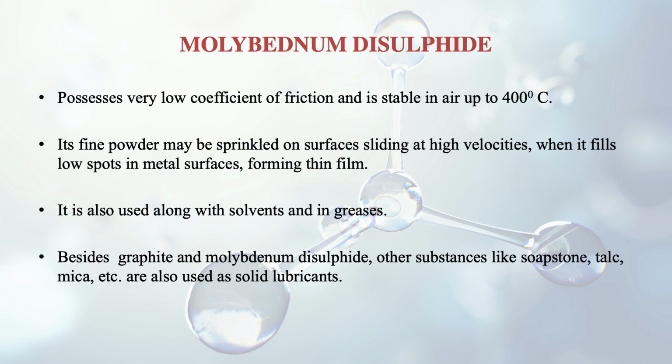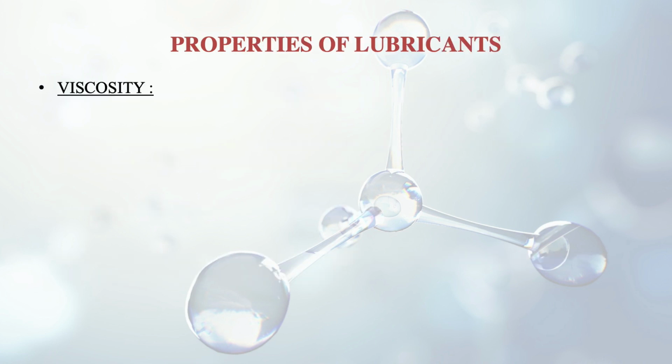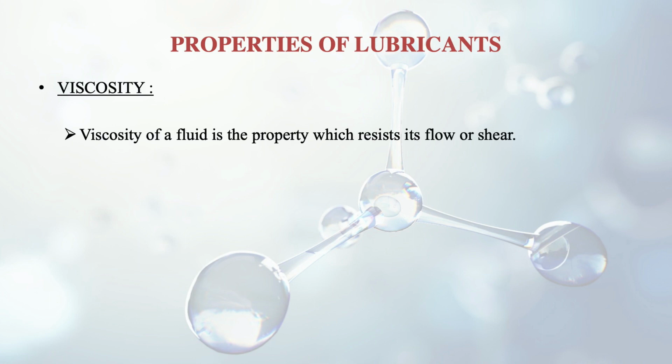So now we discuss the properties of the lubricants, the general properties. First one is the viscosity. And what is viscosity actually? Viscosity of a fluid is the property which resists its flow or shear. So if there is a certain fluid which is moving, then the resistance between the layers of that fluid will be known as viscosity. It is the resistance to the motion of the fluid.